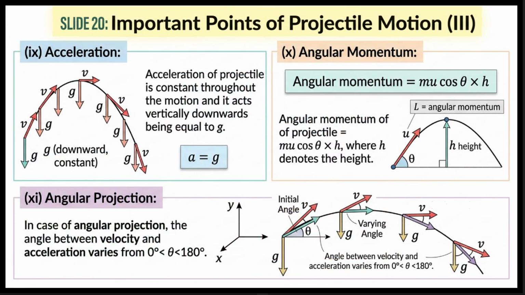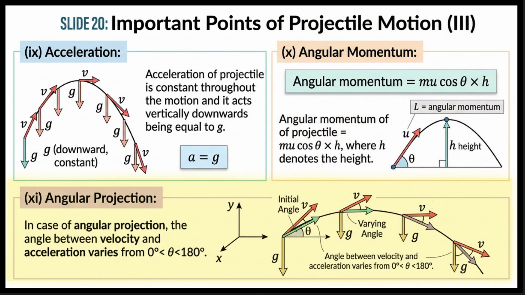3 more important facts. The acceleration of a projectile is constant throughout the entire flight, always equal to g, always pointing vertically downward. The horizontal component of acceleration is 0, and the vertical component is g, unchanging from launch to landing. The angular momentum of the projectile about the launch point at height h equals m times u cosine theta times h, the horizontal momentum component multiplied by the current height.